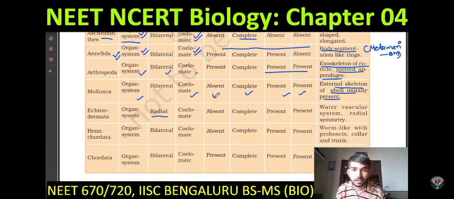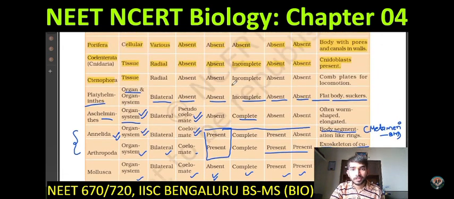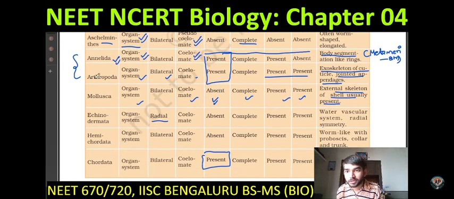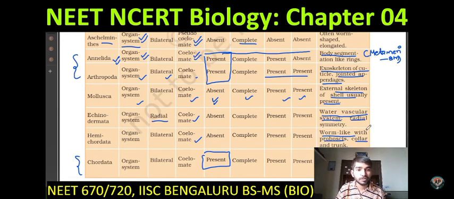Segmentation is only seen in a few groups, like in Annelida and Arthropoda. In Chordata also segmentation is seen, but in the other groups, segmentation is absent. Only in these three groups, segmentation is seen. Remember this. Then Echinodermata, all the things are developed, and they are coelomate also. Hemichordata, all the things are developed, coelomate. So here the Echinodermata have water vascular system, radial symmetry, and the Hemichordata have worm-like proboscis, collar, and trunk. Proboscis is for excretion.